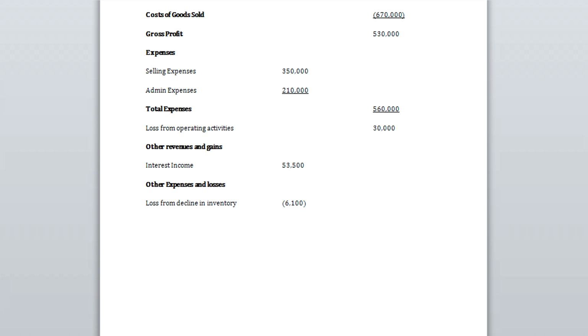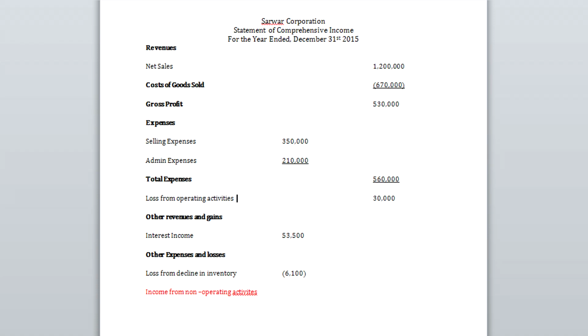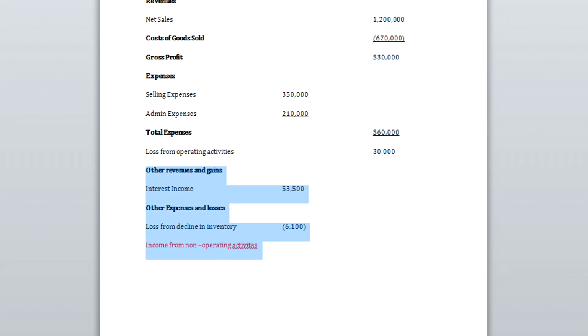So that's basically it for the non-operational section of the income statement. Okay? So now we can go ahead and figure out what our income is. Our income from non-operating activities. You know, like we calculated our loss from operating activities, we're going to calculate our income from non-operating activities. So that's just basically going to be our other revenues and gains subtracted by our other expenses and losses.